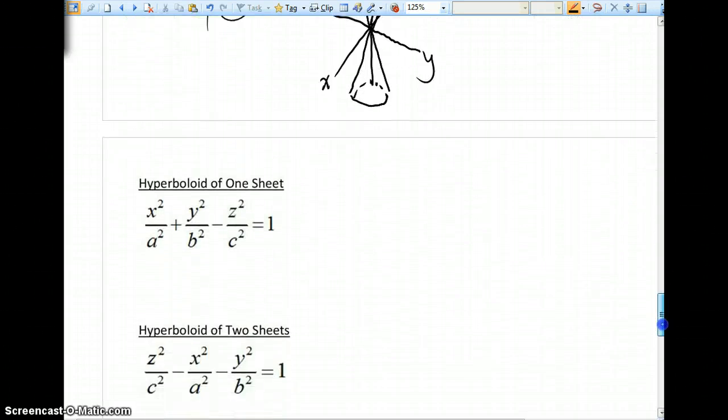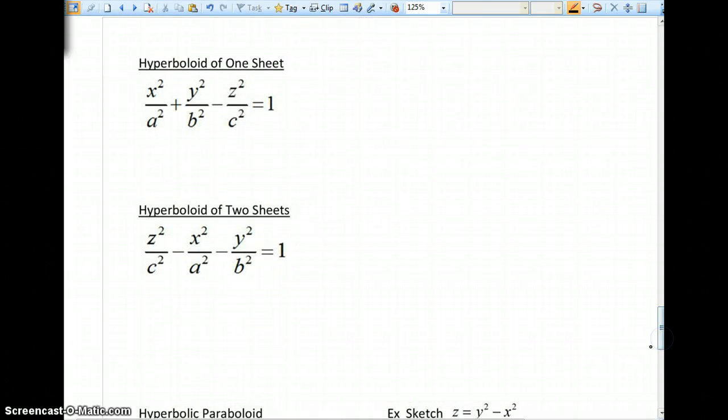Alright, let's real quickly take a look at the hyperboloid of one sheet. The hyperboloid of one sheet, you can see right now the right-hand side must equal 1. We have x squared plus y squared, each over a squared and b squared respectively, but the z is the term that is subtracted. One thing I want you to notice is that there is one minus sign. There's just one minus sign.